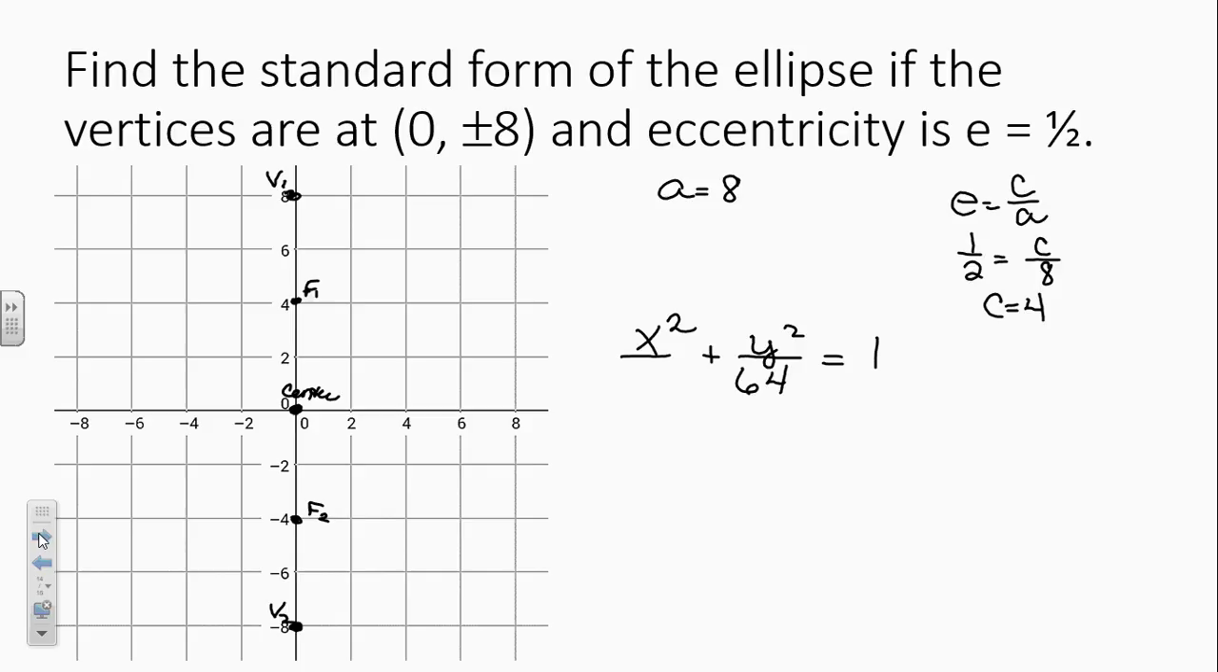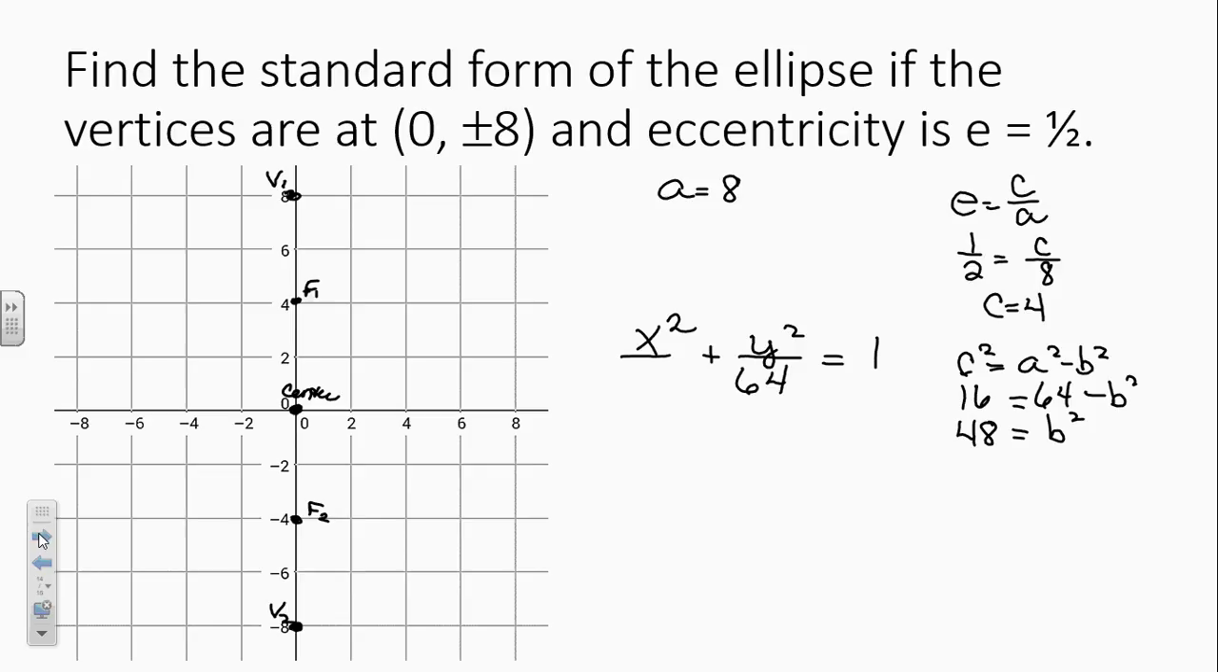So c squared is b squared minus a squared, right? Sorry, a squared minus b squared. Decided to change it up for whatever reason. Incorrectly, of course. Thank you, 64 is the a squared, and 16 is the c squared. So if we take away 64 from both sides, negative b squared is negative 48. So b squared will be a positive 48.